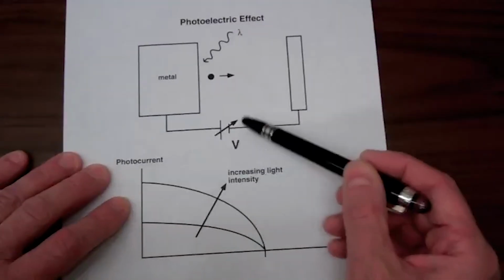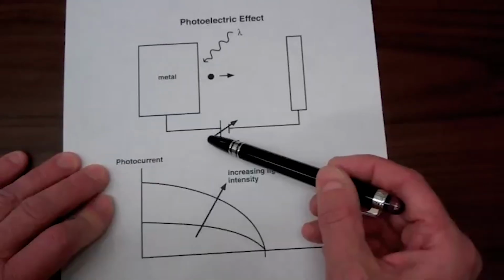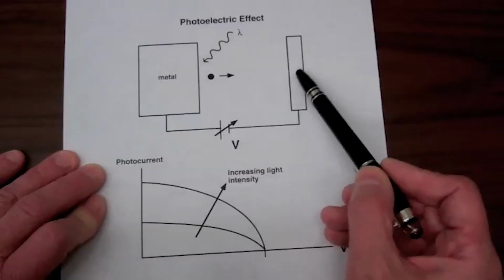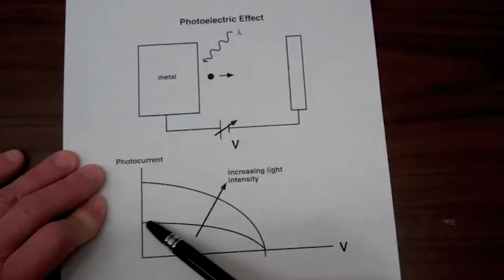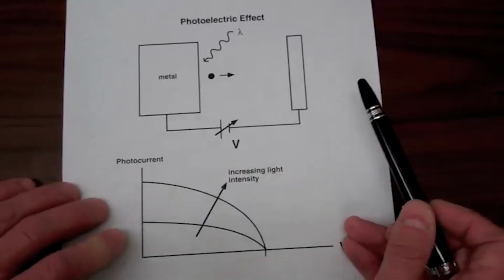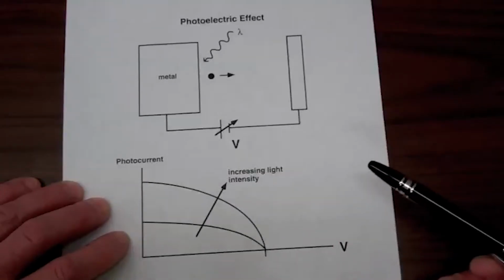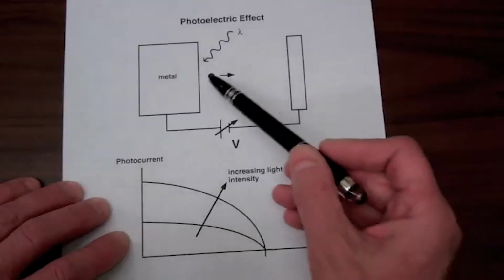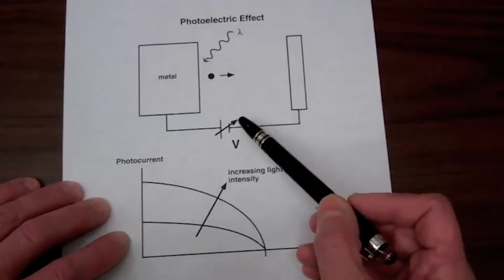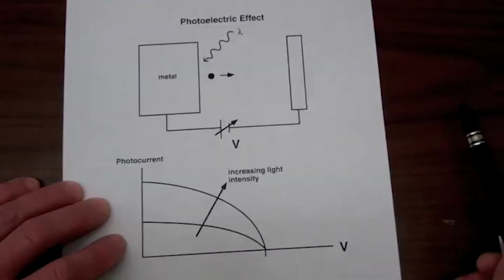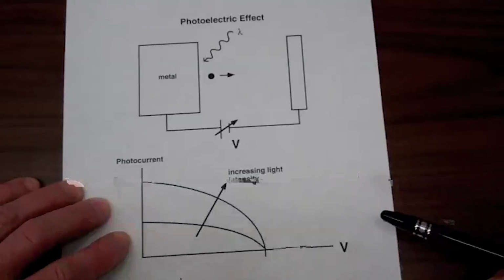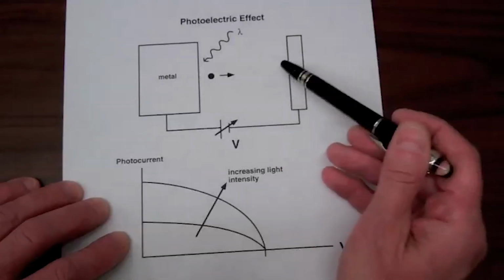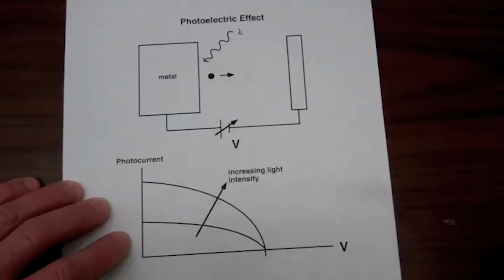So with a variable voltage source here, we can increase the voltage until we have a potential barrier that shuts off the photocurrent. And that's illustrated in the diagram down here. Now, from a classical physics point of view, one would think that increasing the intensity of the light would increase the kinetic energy of the electrons and hence increase the voltage required to shut off the photocurrent. But that is not what was observed. It was observed the exact same voltage, and hence the same potential barrier, was required to shut off the photocurrent.